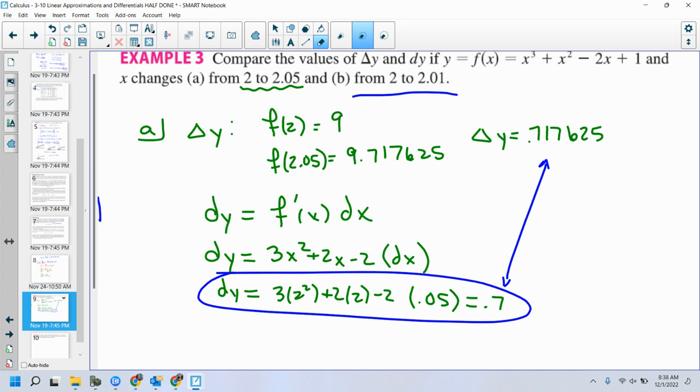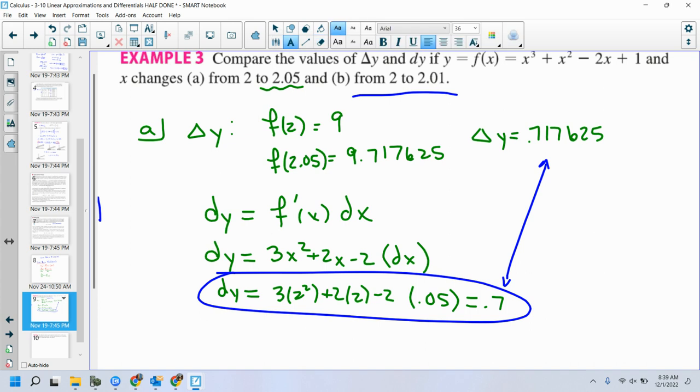Okay, how do I find the differential, and how does that apply? Well, the differential is dy equals f prime x dx. What is f prime x? It's 3x squared plus 2x minus 2. So dy equals 3x squared plus 2x minus 2 dx. That is the differential equation: dy equals f prime x dx. Then we plug in what we know. We can start at 2 here.